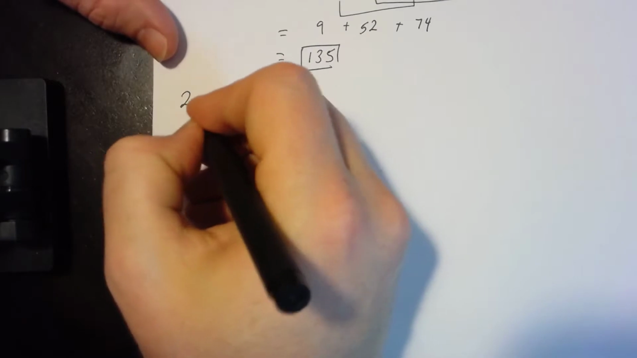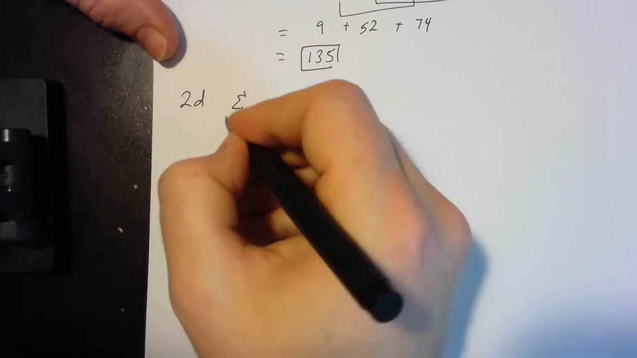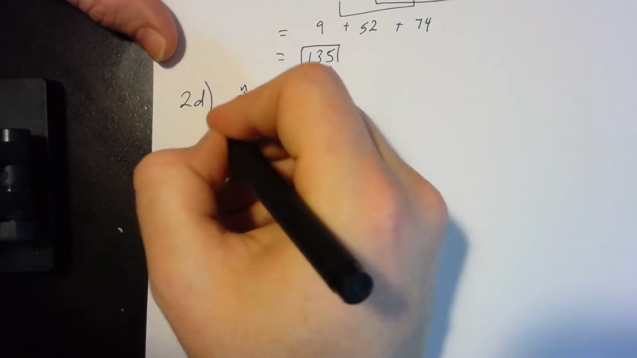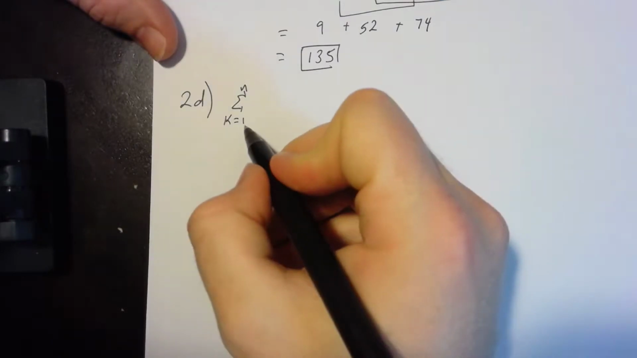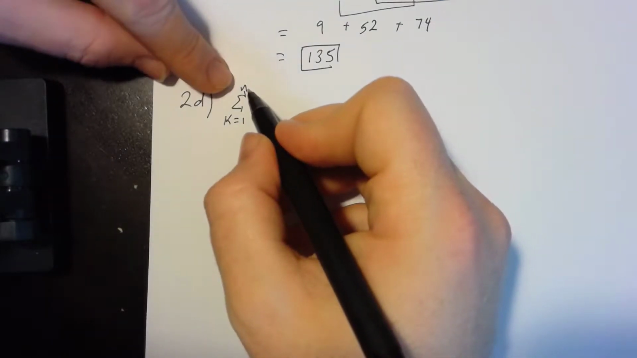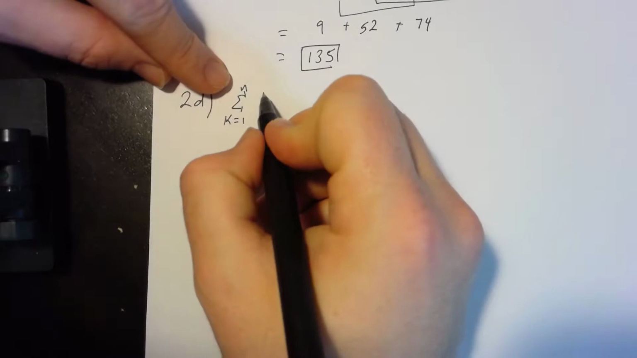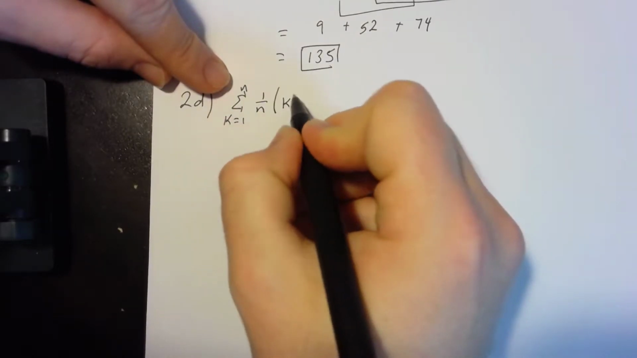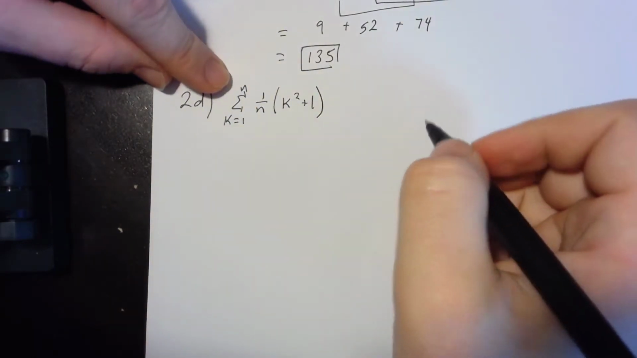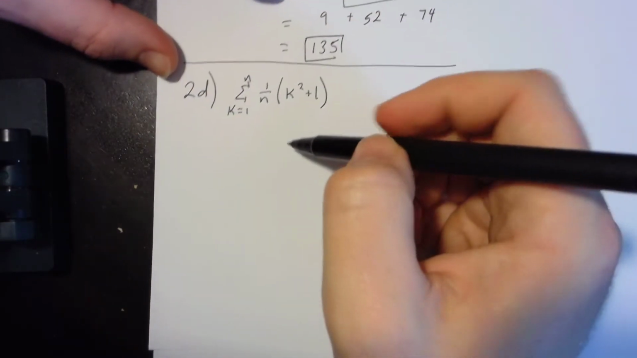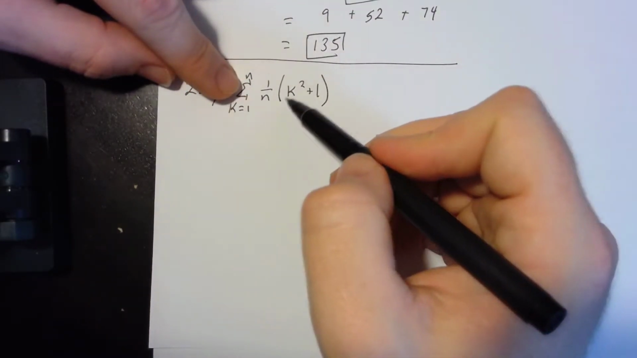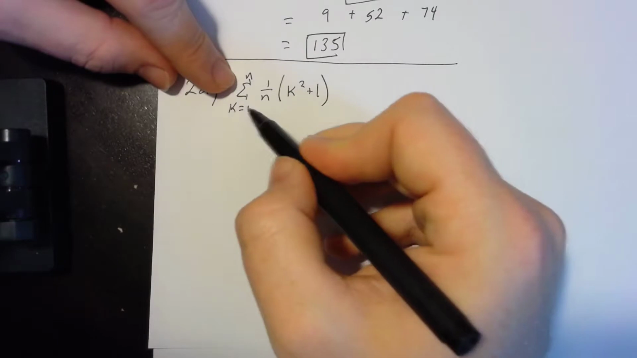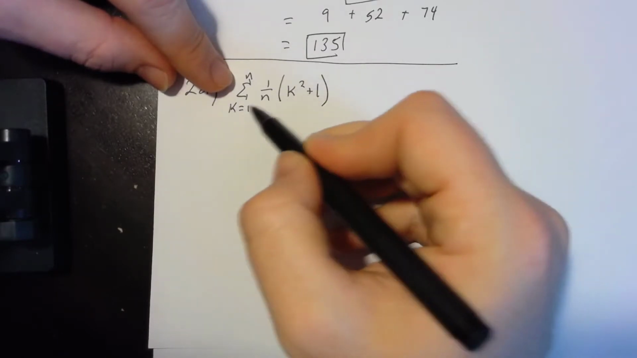For instance, in 2D, where we have a summation of k equals 1 to n, so now notice we're starting at 1, and we're going to end at some arbitrarily valued n. And we're going to have 1 over n, k squared plus 1. So this is now the summation we're trying to work with. The problem is that if I were to try and write this out, I'm going to have plugging in 1, then plugging in 2, then plugging in 3, and so on and so forth.